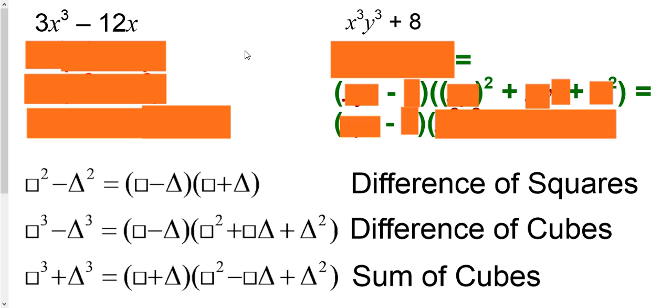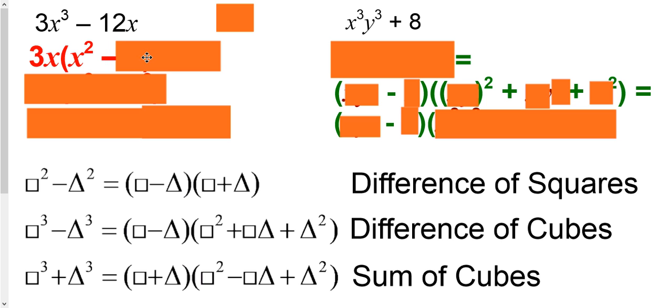So we'll start off with this one here. Once again, pull out your greatest common factor, which in this case is a 3 and an x. What am I left with? I'm left with an x squared minus, and then 3x times what is 12x, and that's a 4.